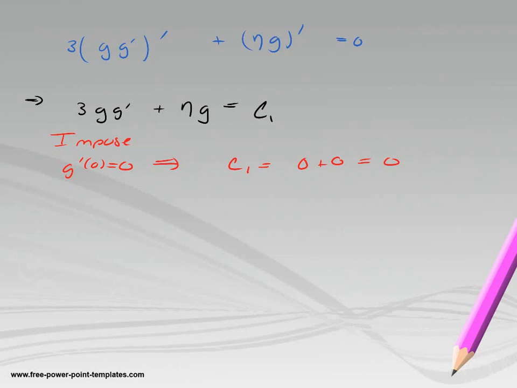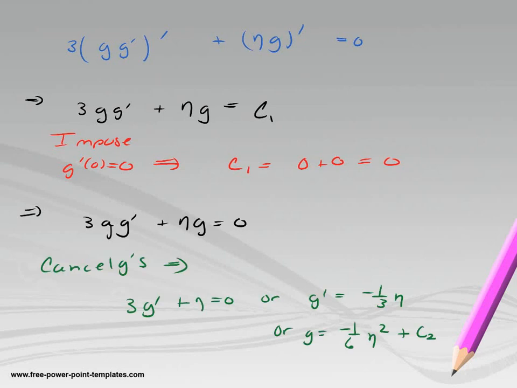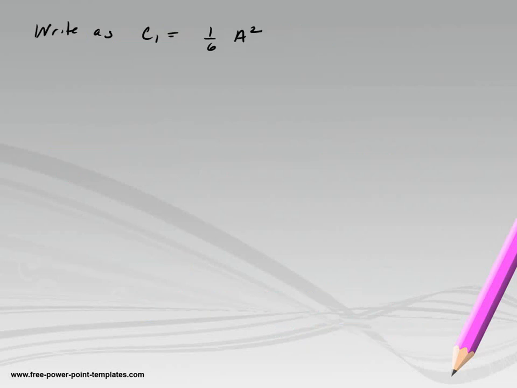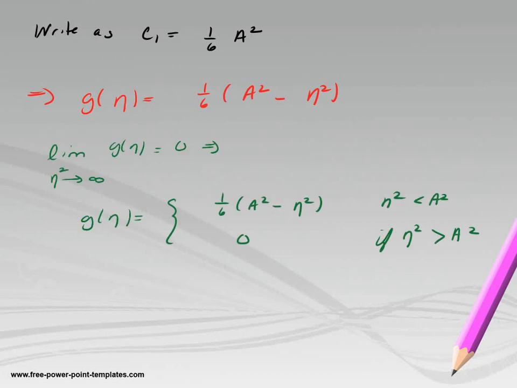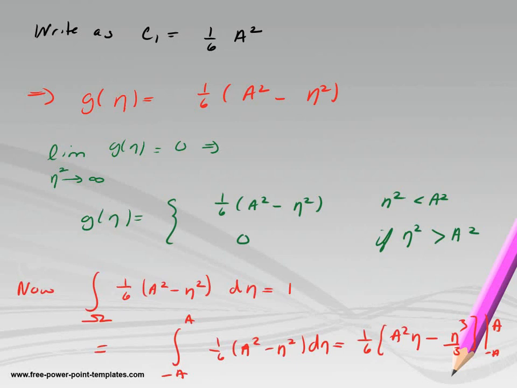Now they just went ahead and imposed an initial condition, which again, I felt like they were a little sloppy and didn't explain what they were doing, but that gives you that C1 is 0. And so you get this guy, which now you can cancel the g's out of both sides and actually solve. They wrote the C1 in a certain form so they could get a nice looking solution. If you put in the boundary conditions, you get g of eta is equal to 1/6 (a squared minus eta squared) if eta squared is less than a squared, and 0 otherwise.